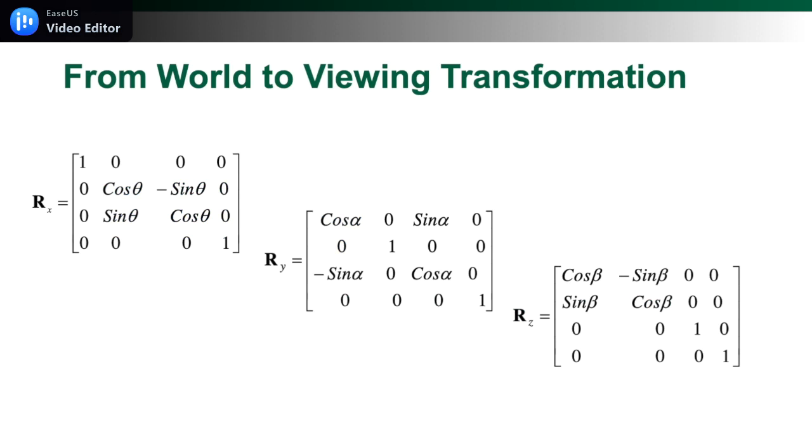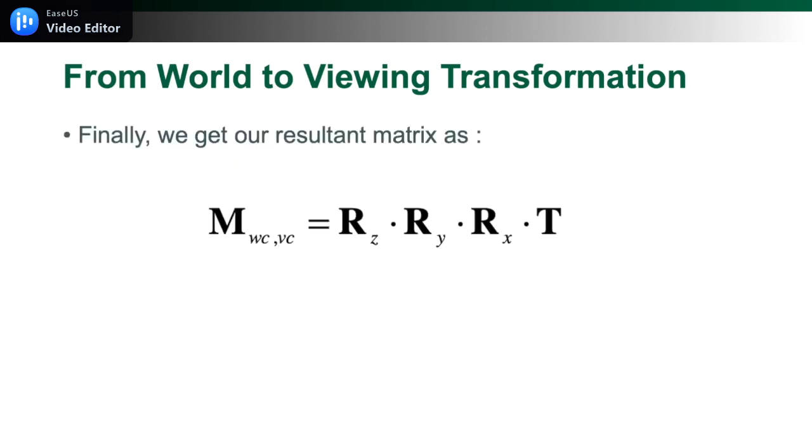So the math behind that looks like this, with the different axes of rotation. We have three different matrices. Around X we have the first one, and so on for Z, the last one. Finally, our resultant matrix would look like this, with all of these letters representing matrices that we just discussed.